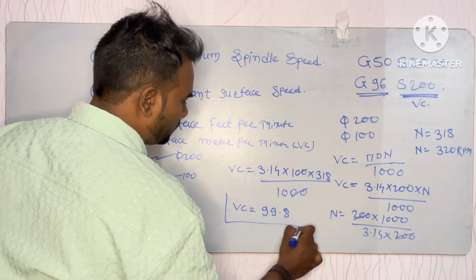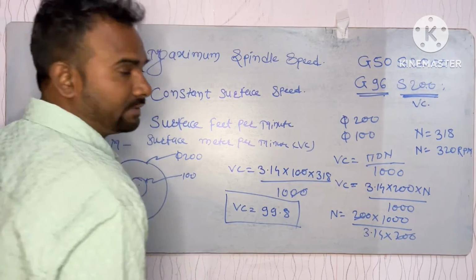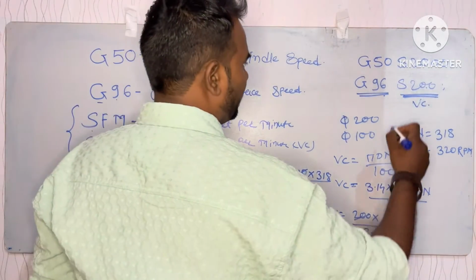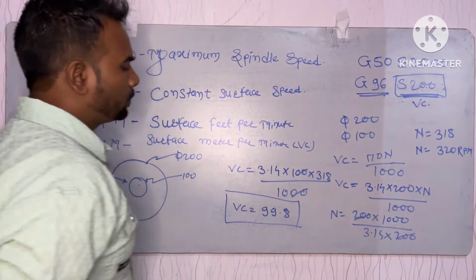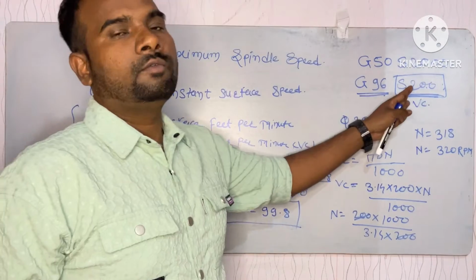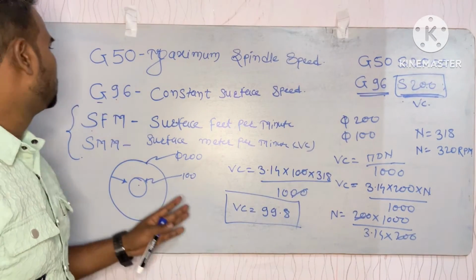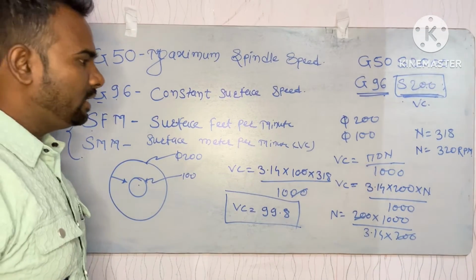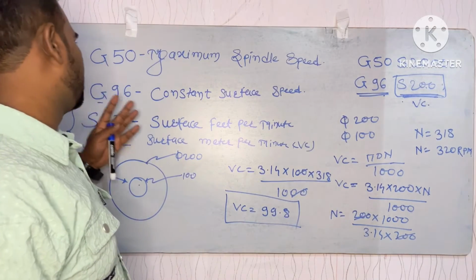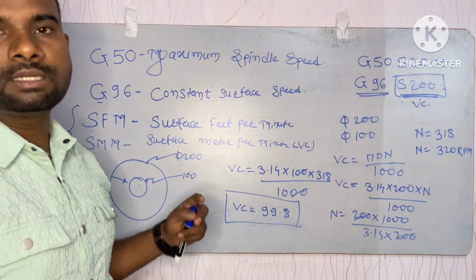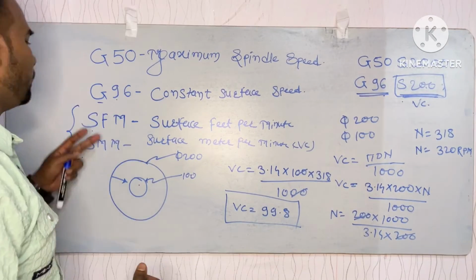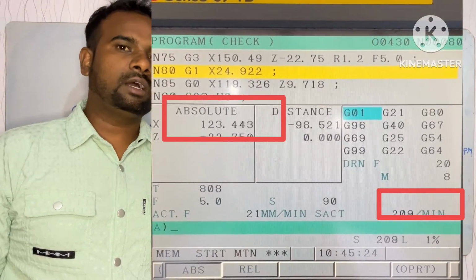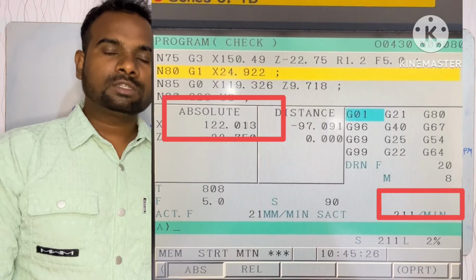So you can see here, if we use the same RPM for these two diameters, then our VC will be lost. Here our VC is 99.8, and the supplier provided us VC 200. To maintain this VC we simply have to use the G96 code. And suppose we use the G96 code without inputting G50, meaning without limiting the spindle speed, then what will happen? You can watch in this video I have attached here.